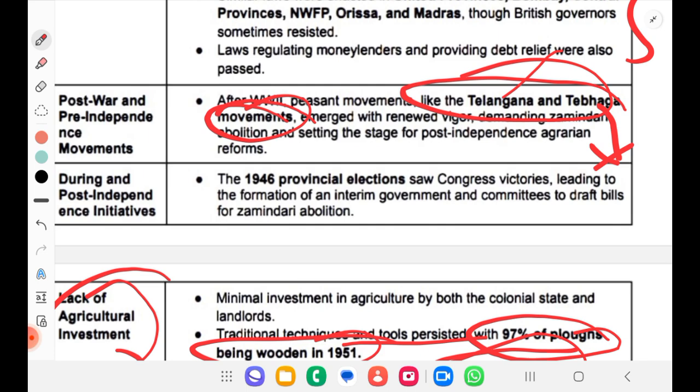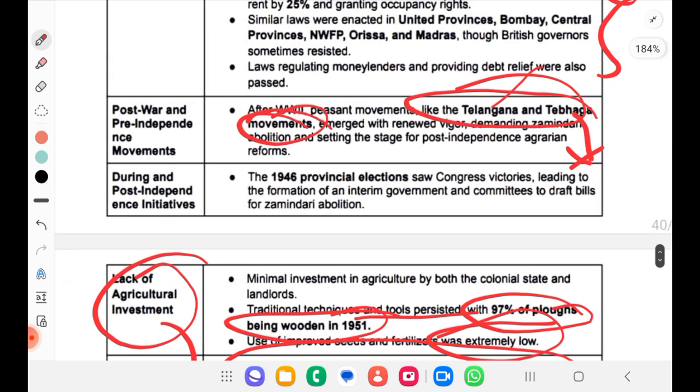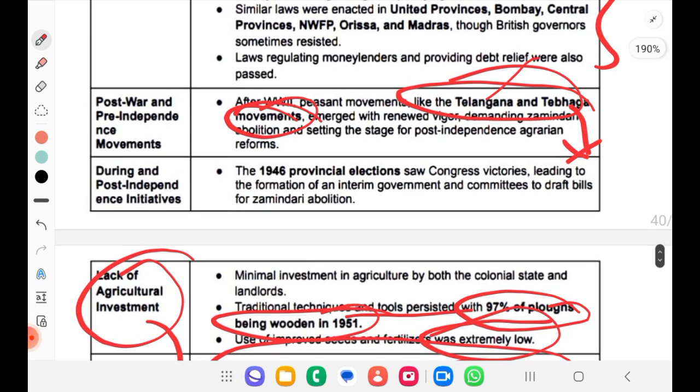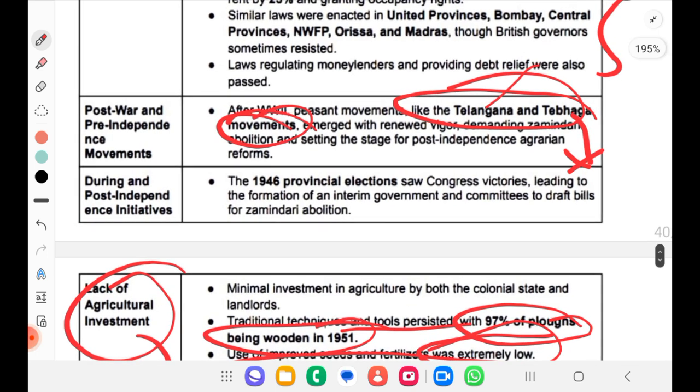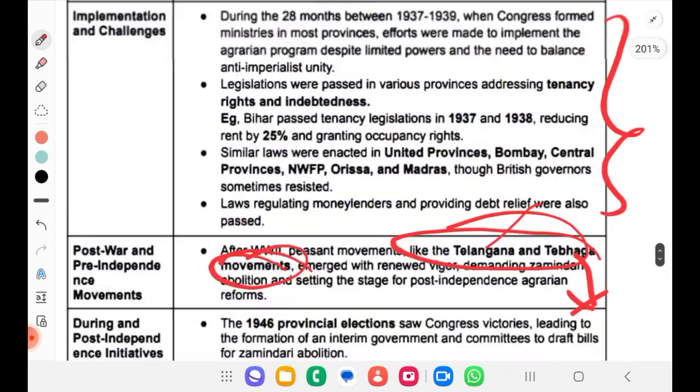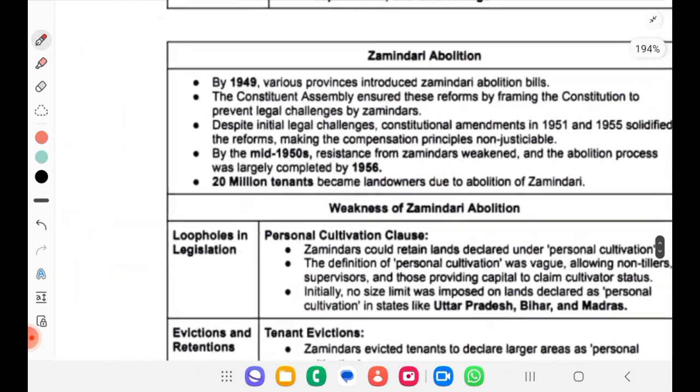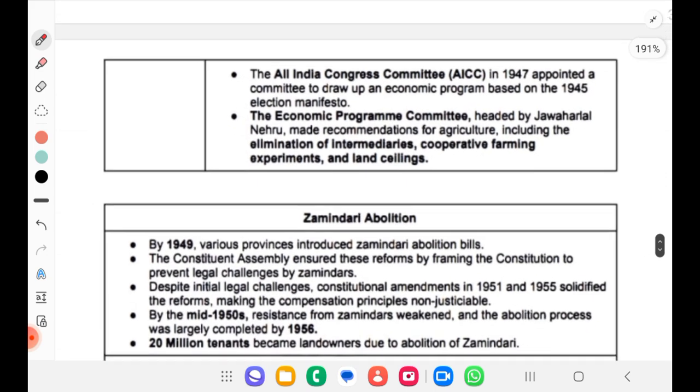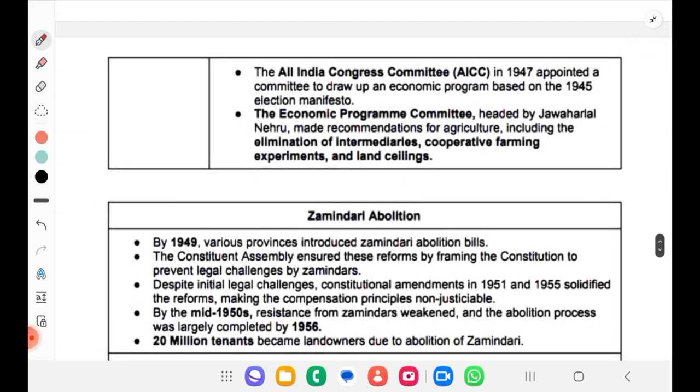1946, during the post-independence initiatives. The 1946 province elections saw Congress victories, leading to the formation of the interim government, and they also tried. So they formed a draft bill for abolition of the zamindari system. The All India Congress Committee in 1947 appointed a committee to draw an economic program based on the 1945 election manifesto. So again they have a manifesto in 1945 that is also related to agrarian reforms. The All India Congress Committee has also been set up.